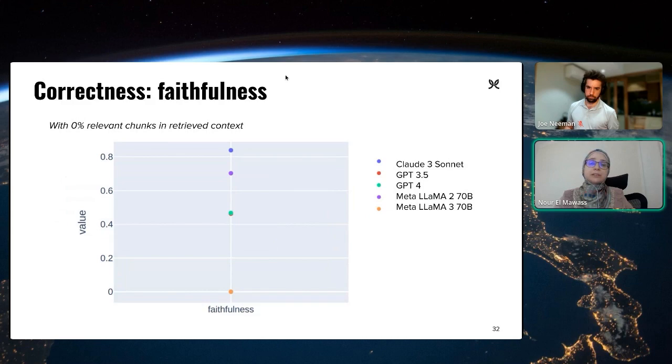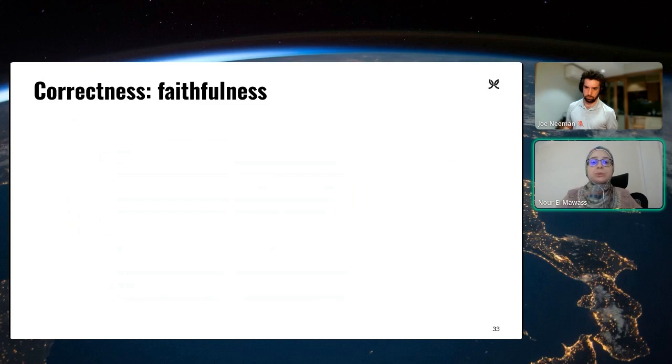Now, if we look at another metric, which is faithfulness, recall that faithfulness is how aligned your answer is to the context that you get given the question. You expect that when the context is not relevant at all, you should have a faithfulness of 0, but this is not at all the case for most of the models that we ran. And I'd like to dive a bit deeper into why this is the case. So let's take an example here.